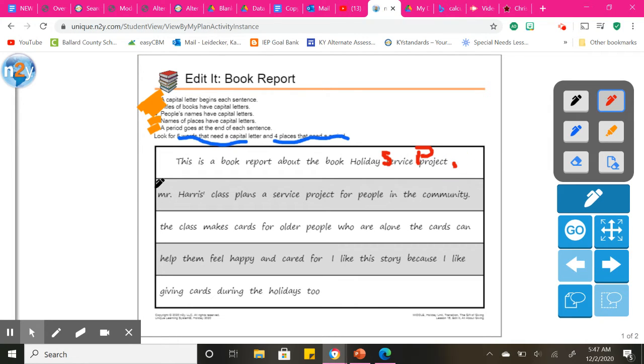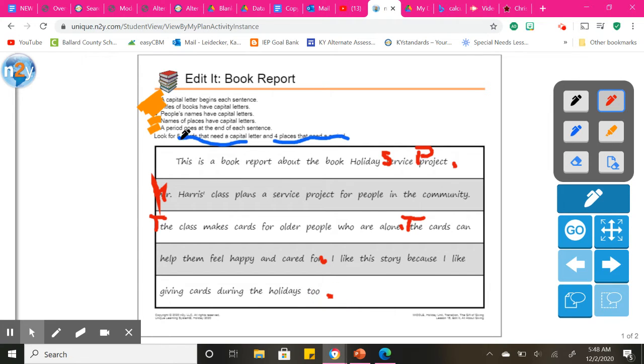Mr. Harris's class, okay, this needs to be a big M. It's his name, as well as it's the beginning of a new sentence. Mr. Harris's class plans a service project for people in the community. Period is here, so we need a capital letter here. Big T. The class makes cards for older people who are alone. That's one complete sentence, so period. Then we need a capital T because we're starting a new sentence. The cards can help them feel happy and cared for. Another complete sentence, we need a period. I like this story because I like giving cards during the holidays too, period.